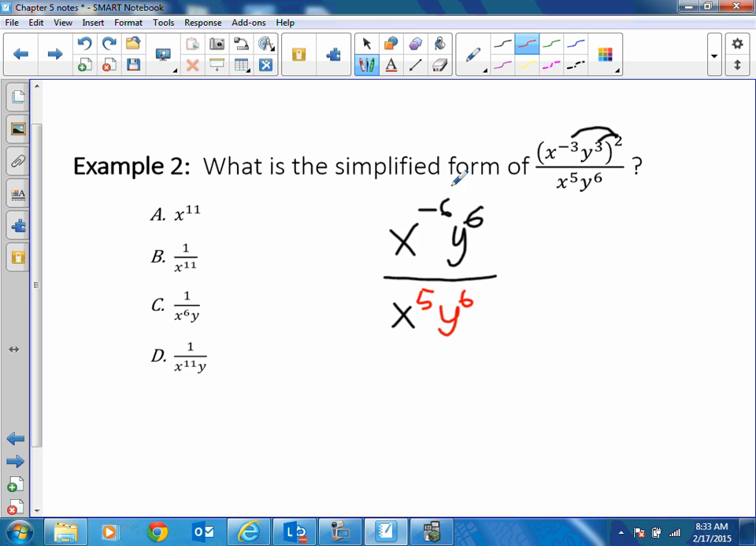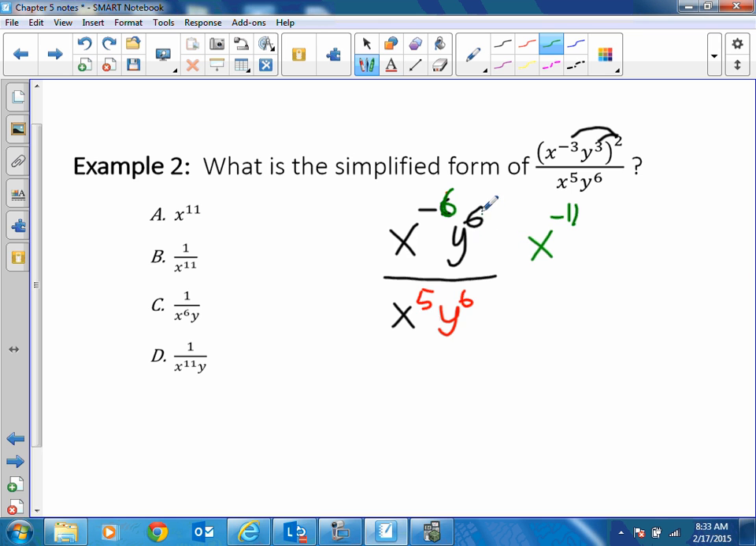Okay, from there, remember what we do. There's a couple different ways you think about this, but the way I'm going to do it is just subtract negative 6 minus 5. So negative 6 minus 5 is negative 11, so I have x to the negative 11. Okay, and then y over 6 over y over 6, that's the same thing. 6 minus 6 is 0, and then 0 power is 1.